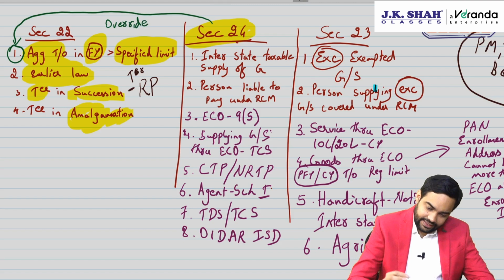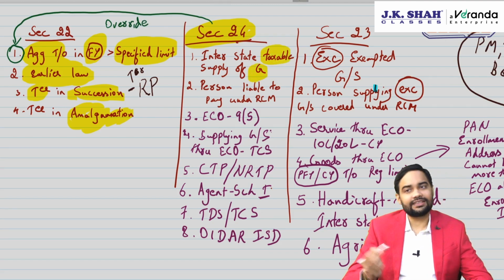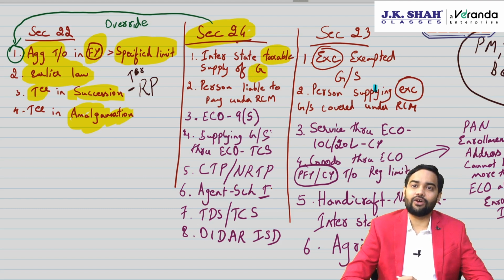First one is interstate taxable supply of goods. Careful, services gets a relief under section 23, so it only talks about interstate taxable supply of goods. If you are providing services interstate, then the limit of 10 lakh, 20 lakh will be applicable. Goods interstate, mandatory registration. Even if you do one stock transfer from one branch to another branch in different states, then in that case it will be leading to compulsory registration.